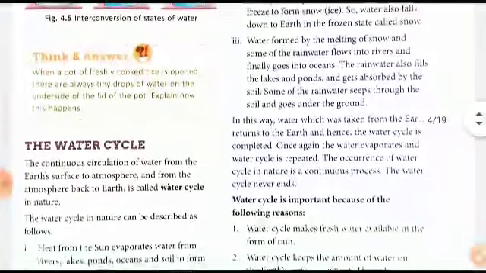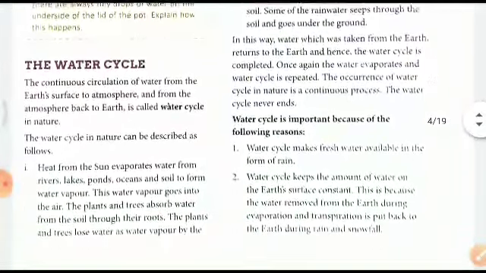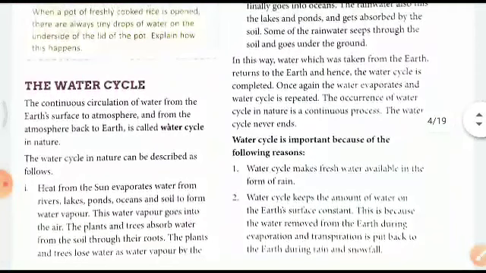Now we come to the very important aspect of water, which is the water cycle. The continuous circulation of water from Earth's surface to the atmosphere and from the atmosphere back to Earth is called the water cycle. The water cycle in nature can be described as follows: the heat from the sun evaporates the water which is there in lakes, rivers, ponds and oceans. This water gets converted into water vapor, and the water vapor goes up into the air.